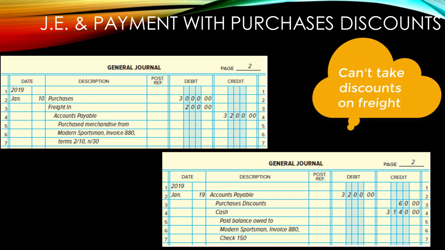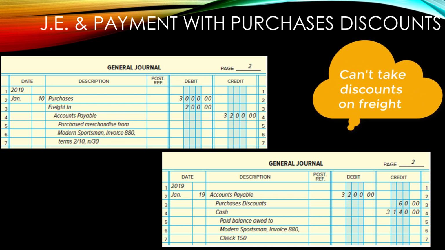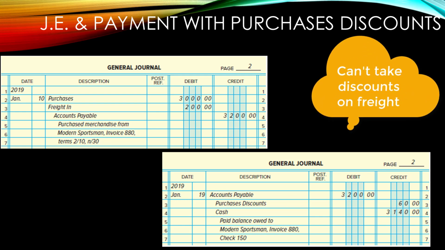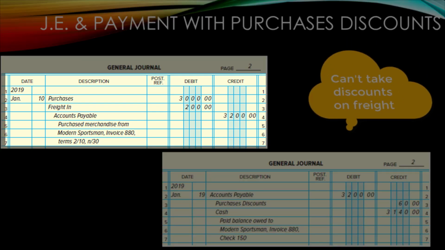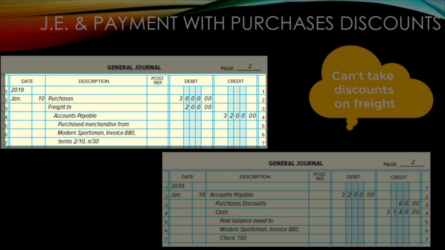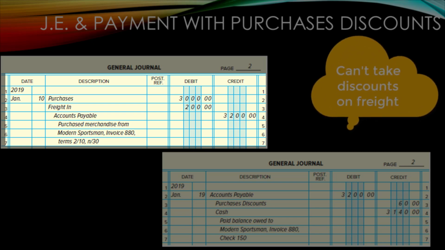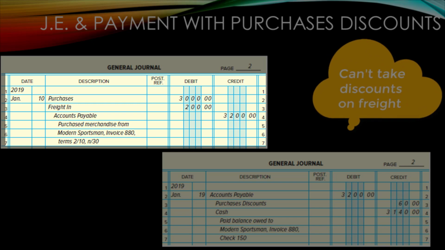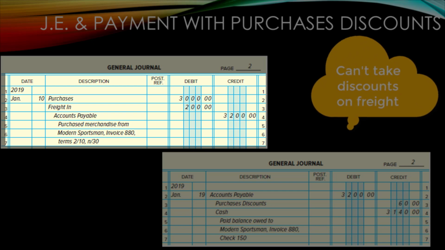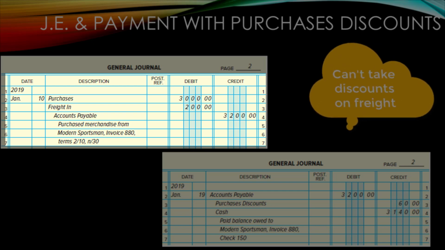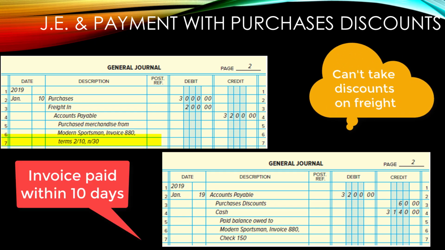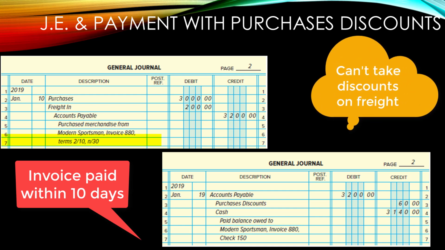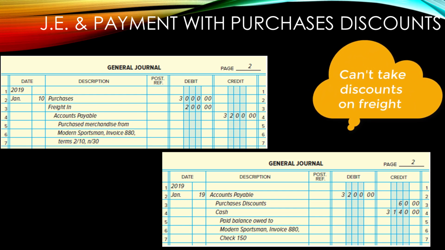This is a reminder, as previously discussed, purchases discounts cannot be taken on freight costs. Those are outside the control of the person that sold them. So in this case, we bought something on account for $3,000, incurred a shipping cost of $200, making the total credit to accounts payable of $3,200. When the invoice is paid within the 10-day threshold, a 2% discount can be taken.